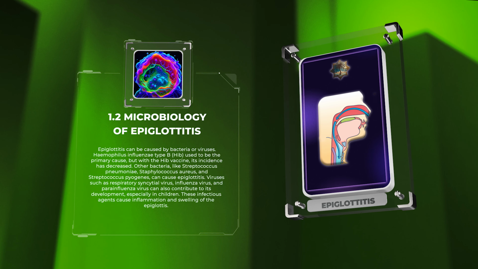When the epiglottis is exposed to infectious agents, the immune system is activated, leading to an inflammatory response. Immune cells, such as neutrophils, macrophages, and lymphocytes, infiltrate the affected area. These cells release various inflammatory mediators, including cytokines and chemokines, which further contribute to the swelling and edema of the epiglottis. The resulting inflammation narrows the airway, causing respiratory distress and potentially obstructing the passage of air.